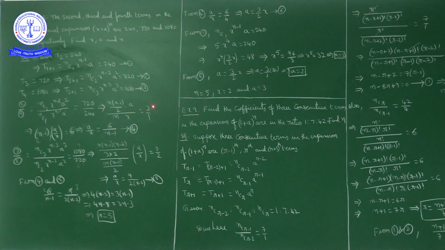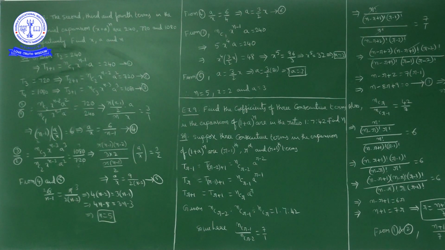If we cross multiply, we have (n minus 1) into a by x equal to 6. So from here we can write a by x is equal to 6 by (n minus 1), cross multiplying n minus 1 to this side. So a by x is equal to 6 upon n minus 1. I'll mark this one as 4.